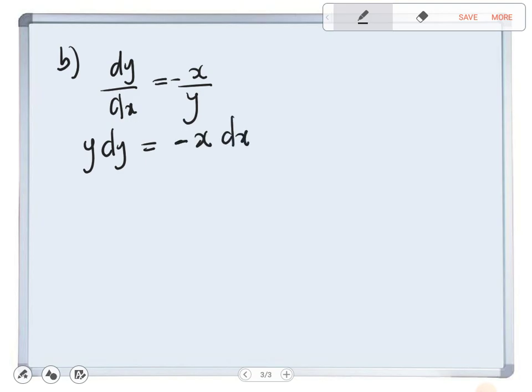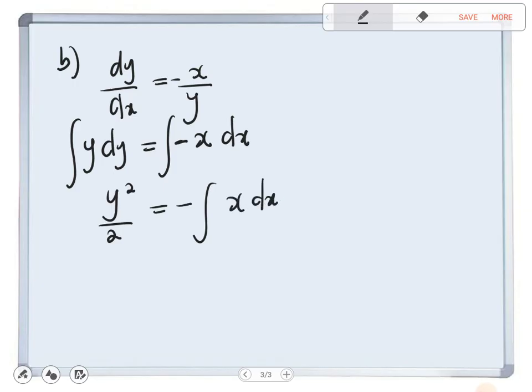So we've separated the variables with their corresponding what? Derivatives. Then we integrate both sides. The integral of y with respect to y itself is just y squared over 2. This negative can come out, then we can integrate that. It's as simple as that. So here we get half y squared is equal to negative 1 over 2 x squared plus c.